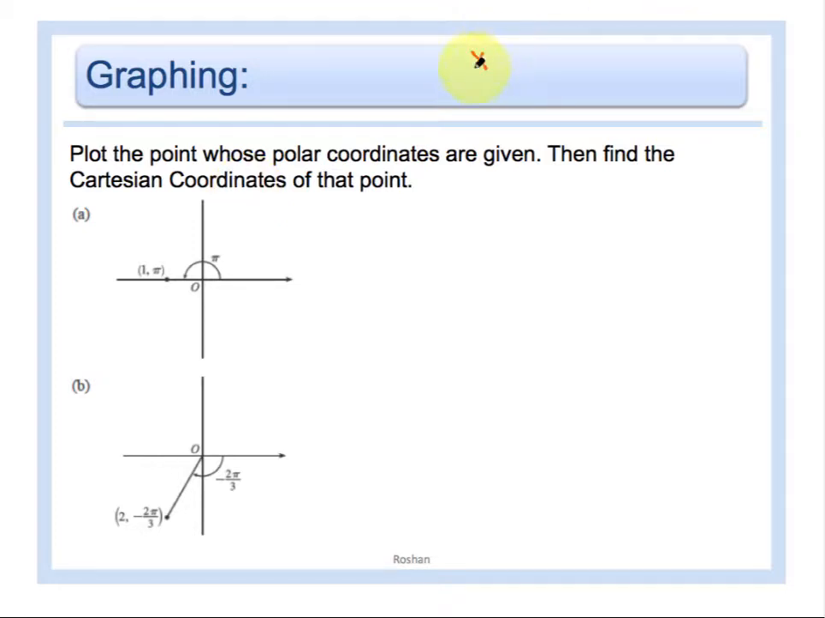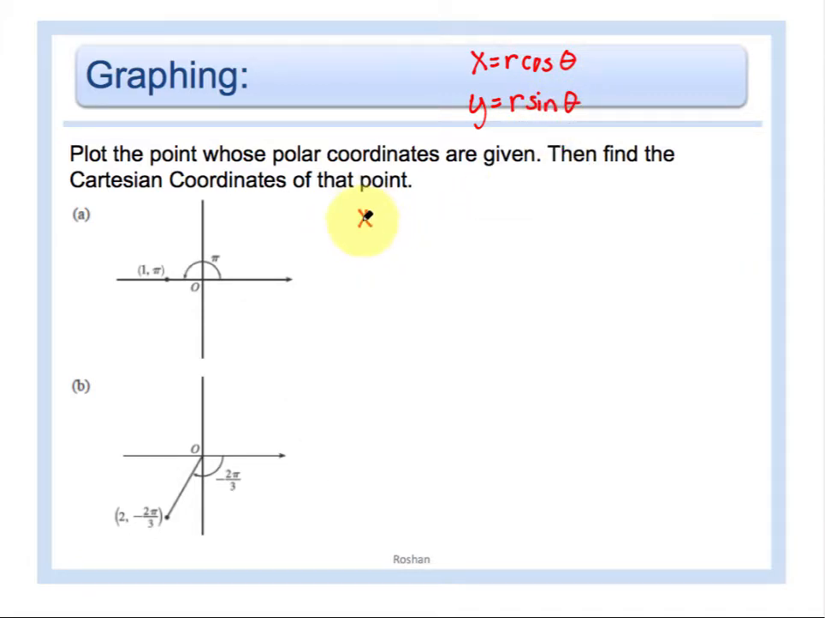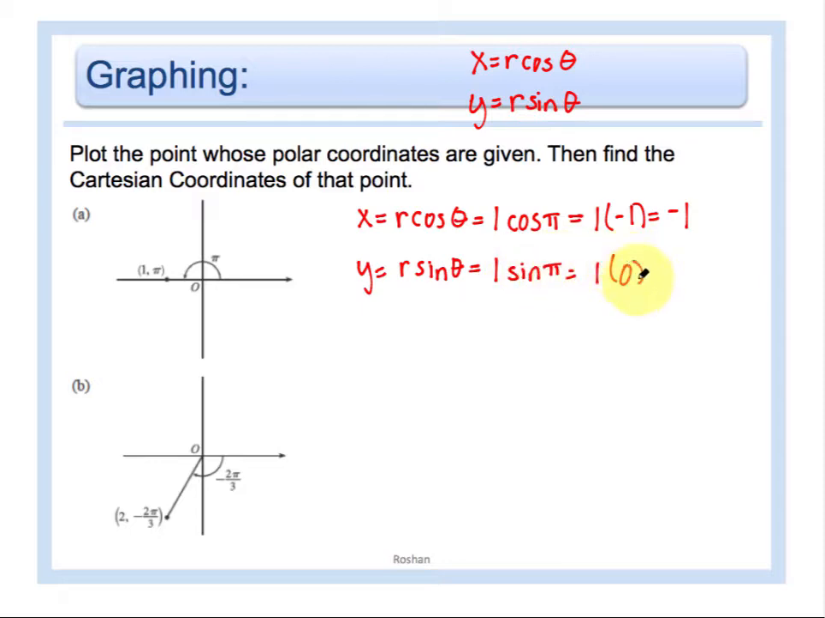So we know that our x is equal to r cosine theta, and our y is equal to r sine theta. And so we're going to use that to find the Cartesian coordinates. So in this case, x equals r cosine theta is going to be 1, that's our r, and our theta is pi, cosine pi. And so the cosine of pi is negative 1. So 1 times negative 1 is negative 1. And the y coordinate is going to be r sine theta, which is 1 sine pi. And the sine of pi is 0. So that's going to be 0. So our Cartesian coordinate is just x comma y, negative 1 comma 0.